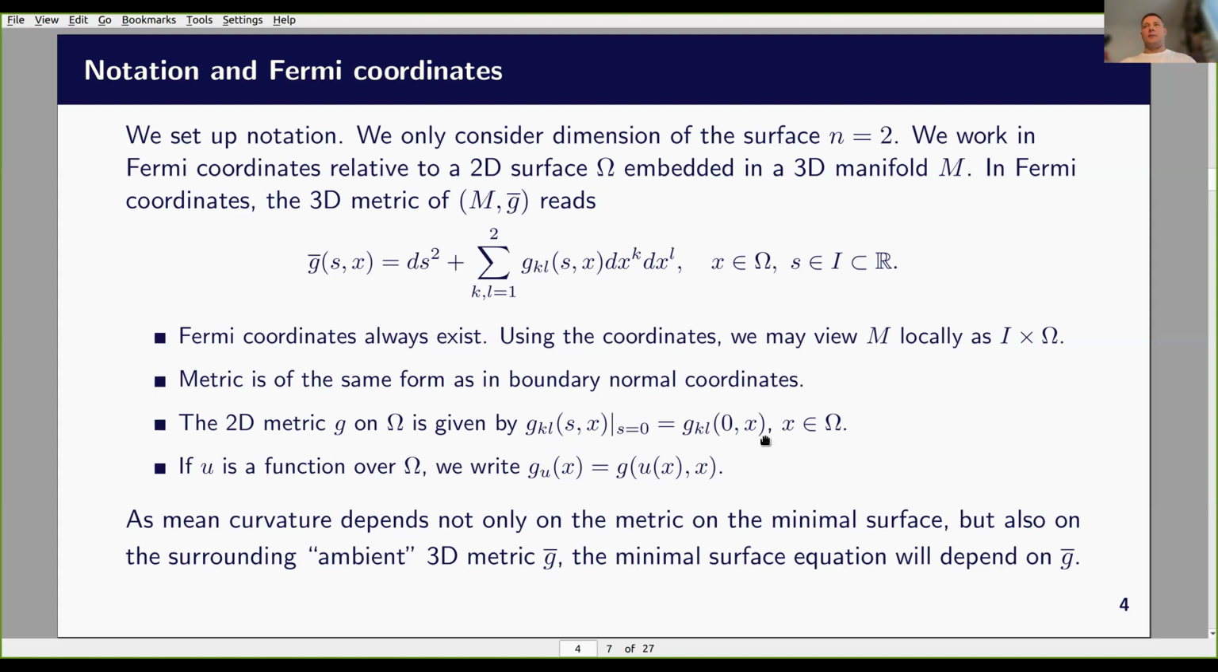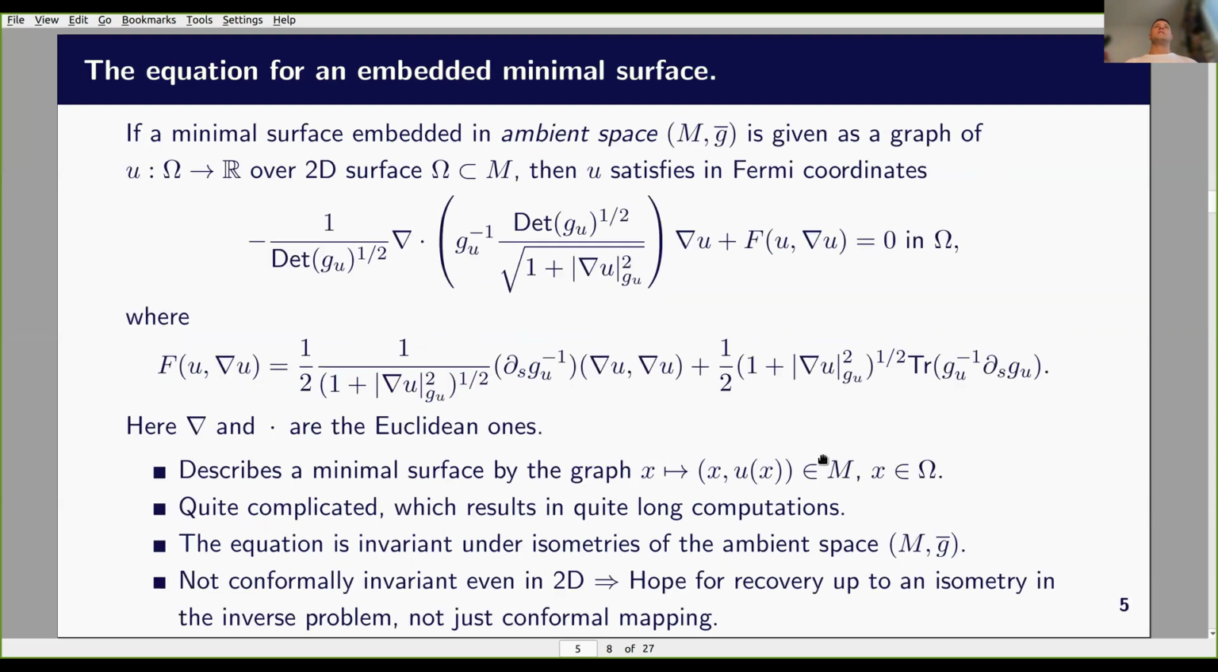In the next slide, I will have the minimal surface equation in general, and you will see that the equation will depend not just on the 2D metric G, but also on the 3D metric G bar. And the reason for that is that if we define minimal surfaces as surfaces for which the mean curvature vanishes, this mean curvature depends on the 3D metric. So what is the equation? This equation is for a minimal surface embedded in a three-dimensional Riemannian manifold (M, G bar).